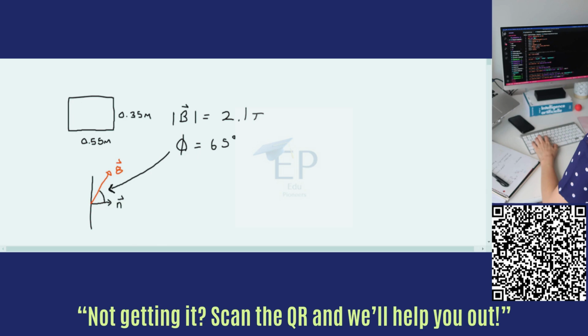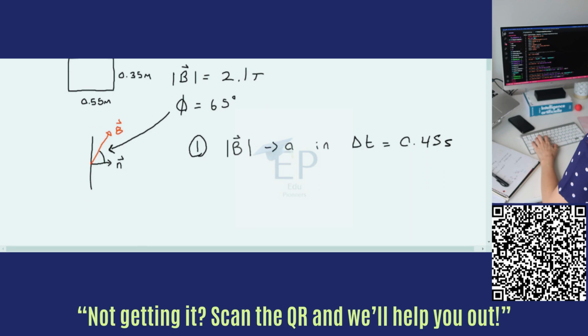So the first thing we're going to look at is just what the induced EMF would be if our magnetic field went to 0 in 0.45 seconds. So if we recall, we can determine the induced EMF in our wire loop here with Faraday's law of magnetic induction, which states that the induced EMF will be equal to minus the change in the total magnetic flux through our loop divided by the change in time.